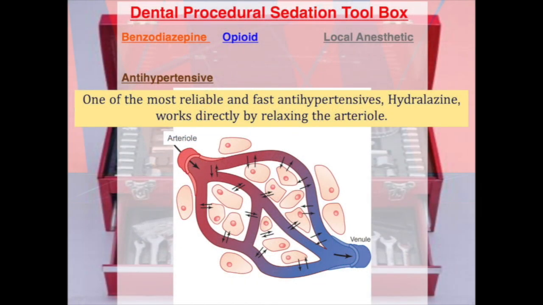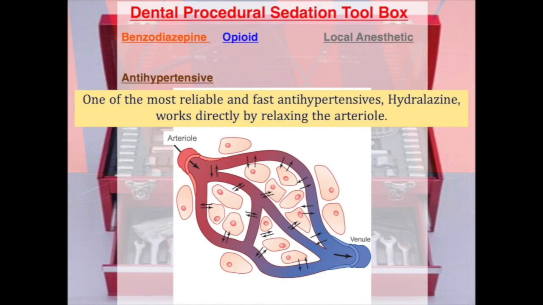Let's talk now about the antihypertensives. There's only one that is reliable, and it's fast, and it's just absolutely a nice antihypertensive, and that's hydralazine. It just relaxes the arteriole. As you will remember from some of the courses you might have already taken or are about to take, the arteriole is the physiological location where blood pressure is determined. If that is squeezed tight, blood pressure is going to go up. If it's loosened, then blood pressure is going to drop.